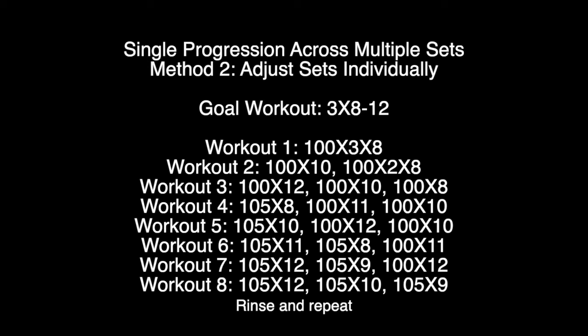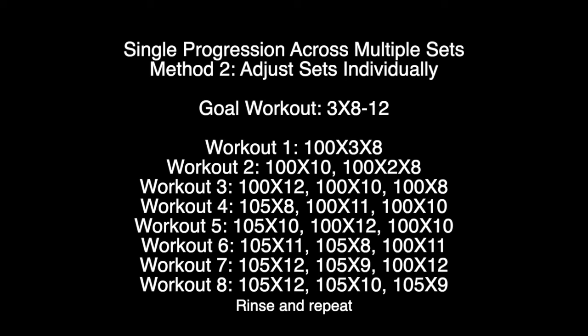So again, I'm going to hate typing this out, but here we go. Another made-up example that's way more convoluted. The goal workout, 3 sets of 8 to 12. Start out in workout 1, 100 whatevers for 3 sets of 8. Second workout, you get 100 by 10, and then 100 for 2 sets of 8. Workout 3, 100 by 12, 100 by 10, 100 by 8. Now you adjust the first set up, 105 by 8. Maybe you get 100 by 11 on the second set, and then 100 by 10. So they're all kind of progressing at their own rate. Maybe, maybe not. You're getting whatever you're getting.